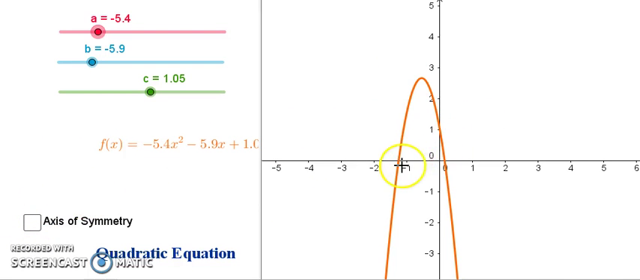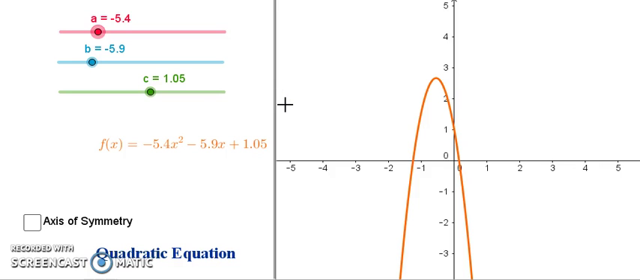If we want to find where the parabola crosses the x-axis, we would set the quadratic equation equal to 0. When we set it equal to 0, we can solve for our x. And so we can solve different ways. We can factor, we can complete the square, or we can use the quadratic formula. The quadratic formula is x equals the opposite of b plus or minus the square root of b squared minus 4ac, the whole thing over 2a.